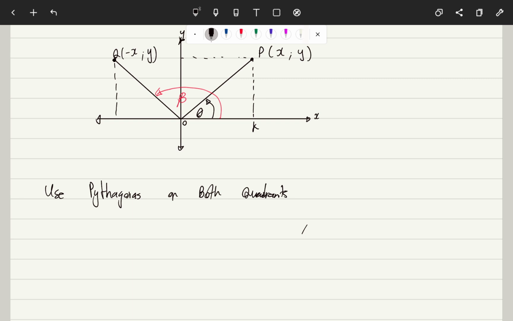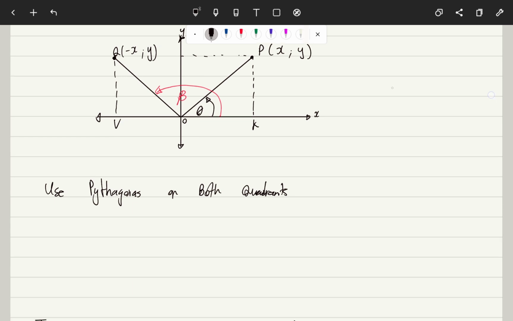With those points, let me say that this point is V. So we're going to use Pythagoras' theorem on both quadrants, just to see what Pythagoras says.